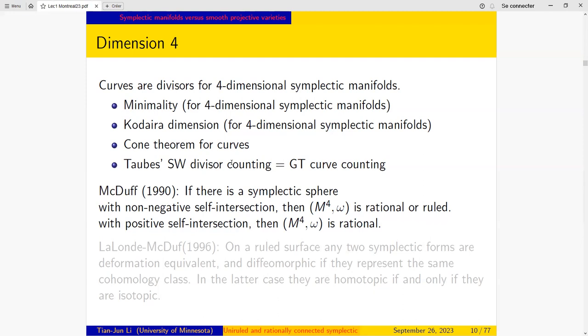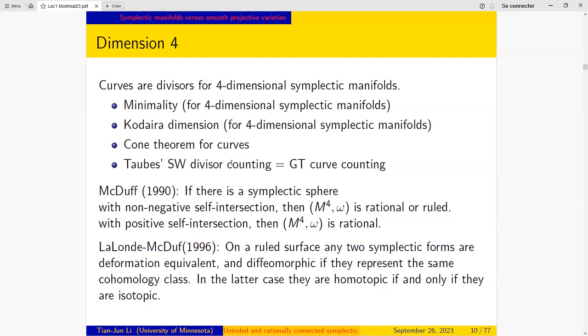And then we also want a lot of symplectic structures on a rational or ruled four-manifold, with classification results. Some of these are in this direction. So here's one: on a ruled surface or rational surface, any two symplectic forms that are cohomologous are deformation equivalent.